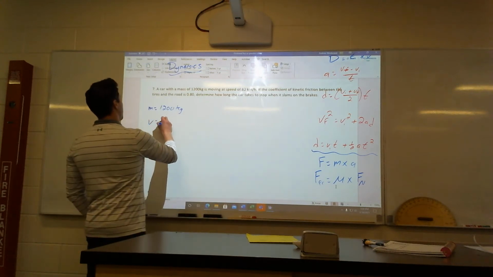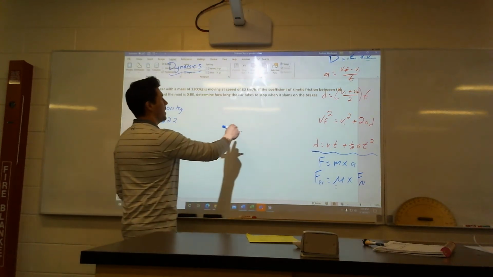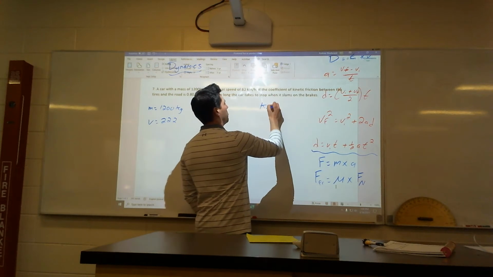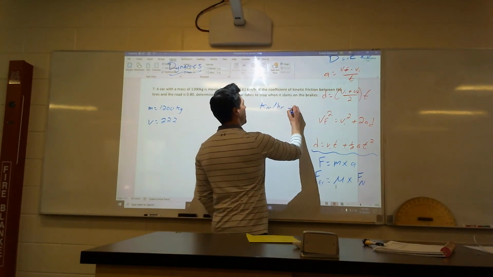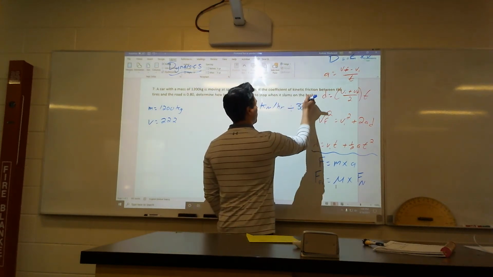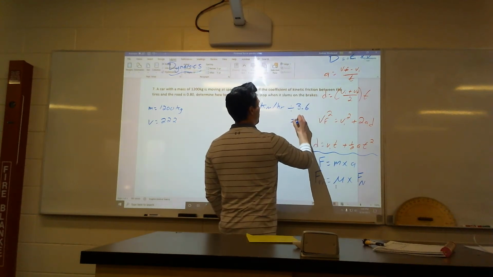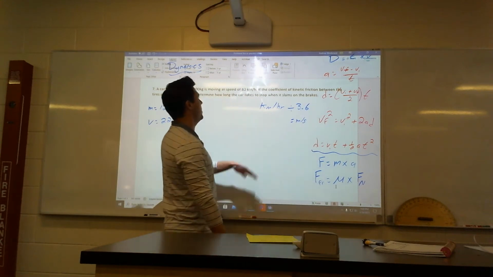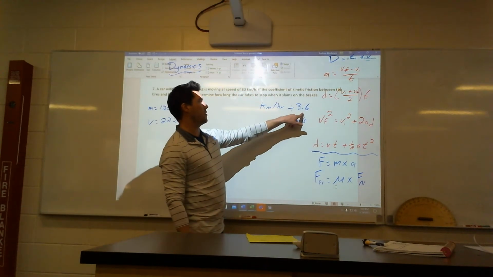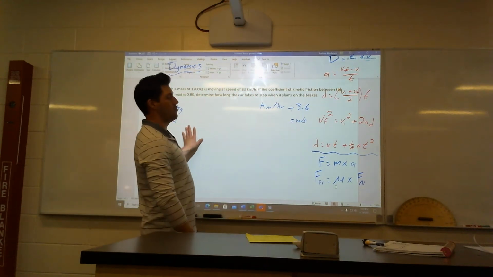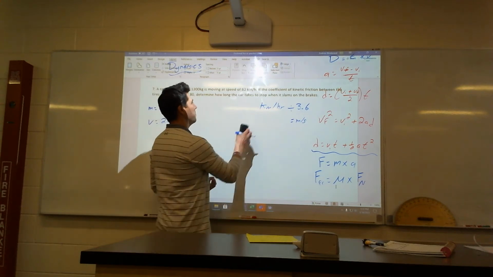So velocity equals 22.2. How do I get that? Anytime you have kilometers per hour, divide it by 3.6, not 36, 3.6, and that'll give you your meters per second. So if you go 80 divided by 3.6, that'll give you 22 meters per second. All right.